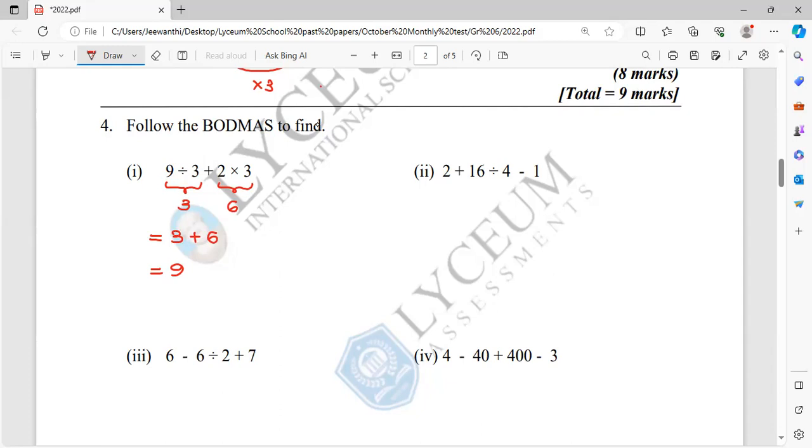So here you have the division. So then 16 divided by 4, it is 4. And you don't have any other multiplication or division in this question. So then what I do, I rewrite the question, children. 2 plus 4 and subtract 1. So then 2 plus 4, what is the answer? It is 6, right? So then 6 minus 1, the answer is 5, right? 6 minus 1, the answer is 5.